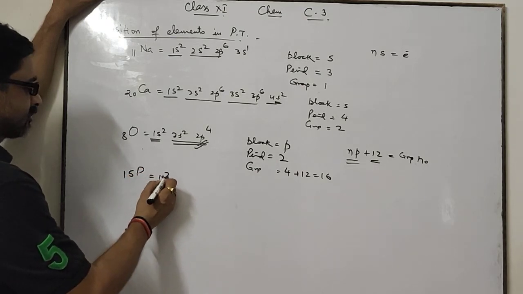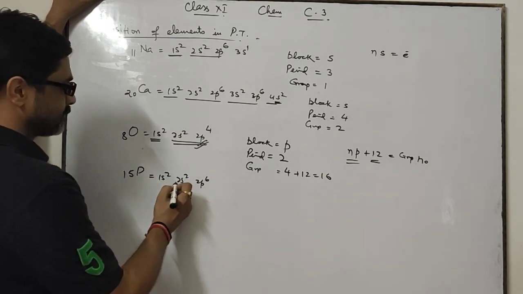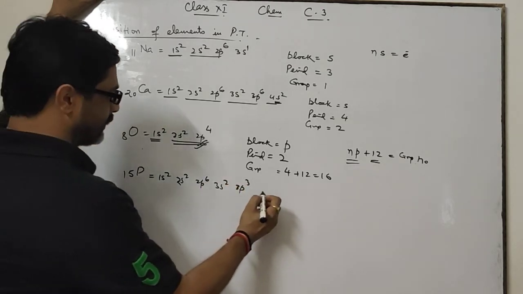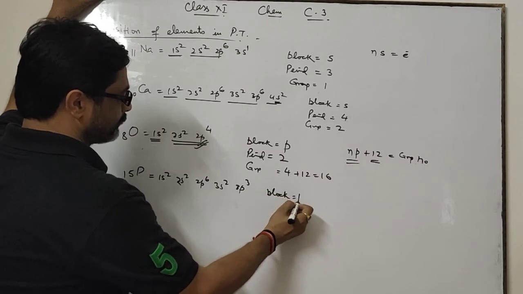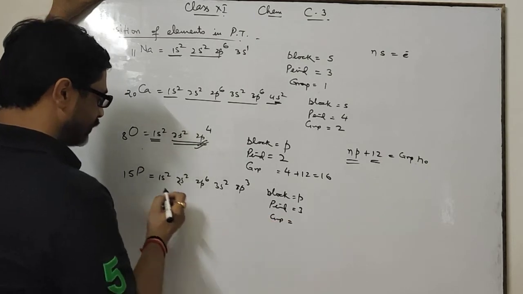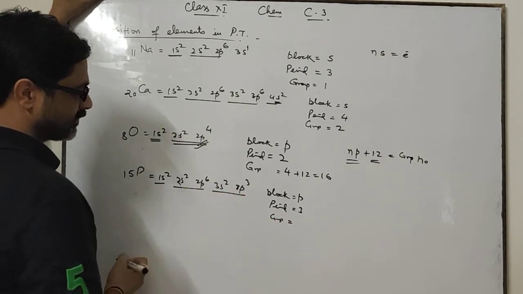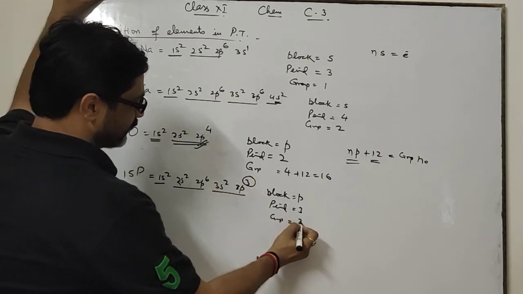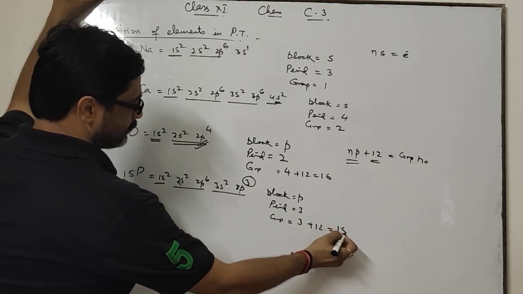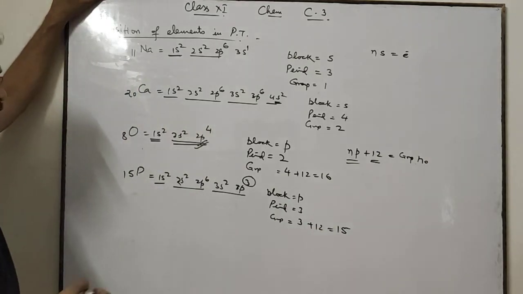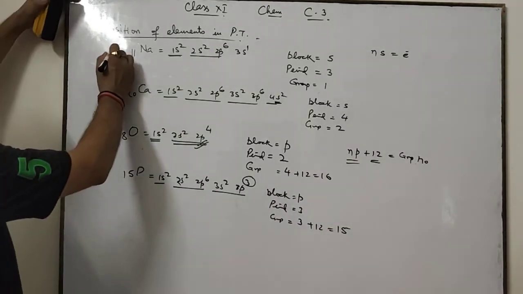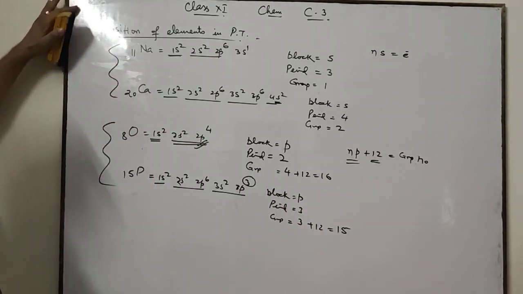15 phosphorus, 1s2, 2s2, 2p6, 3s2, 3p3. This element is also of block p, period 3, first shell, second shell, third shell. The number of electrons in the p subshell is 3, then you add 12, means it becomes total 15. Group number is 15. These are the examples of s block, these are the examples of p block.